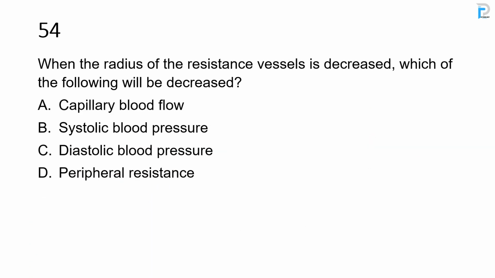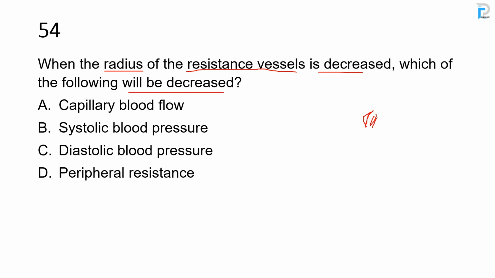When the radius of the resistance vessels decreases, which of the following will be decreased? First, what are the resistance vessels? These are the arteries. Radius of the resistance vessel decreasing means they get smaller, right? The radius decrease means the vessel gets constricted. So when we constrict the vessel, what is going to decrease?